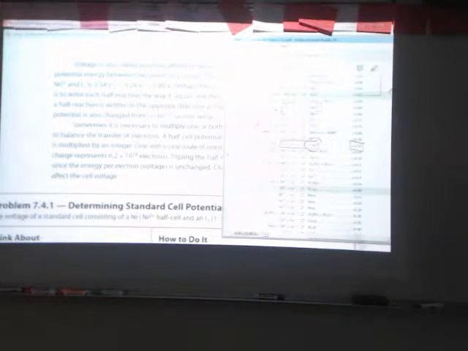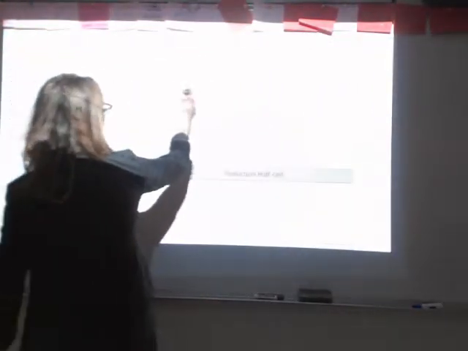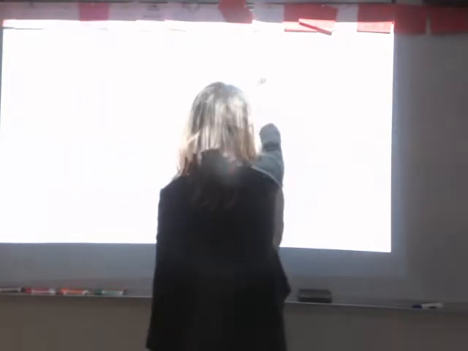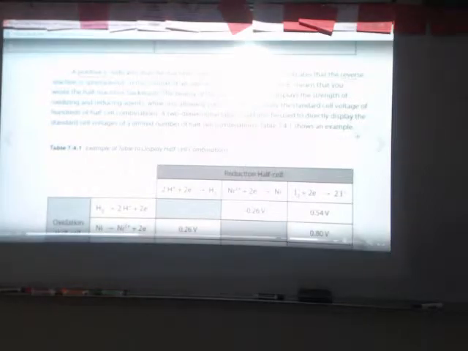Okay. Let's just go ahead and jump into some practice. Let me have you underline one quick thing here. A positive reduction potential means the reaction is spontaneous. And a negative reduction potential means the reverse reaction is spontaneous. Go ahead and turn to practice problems on the next page, which are right here.